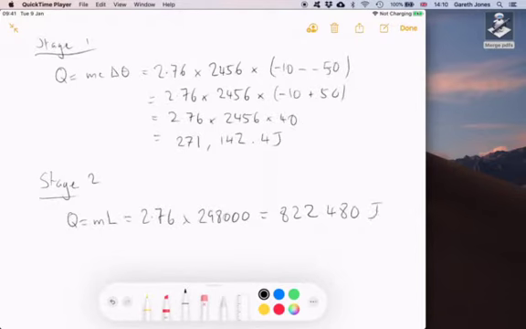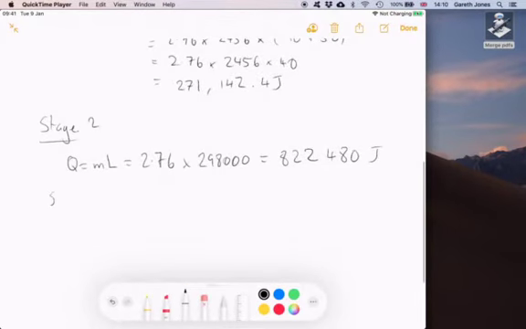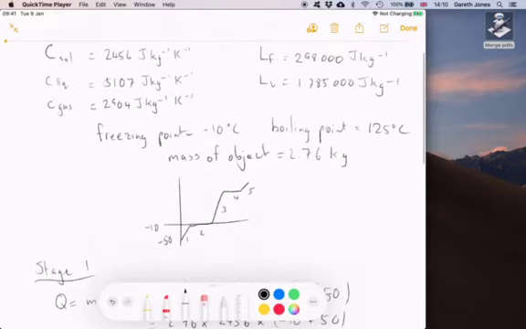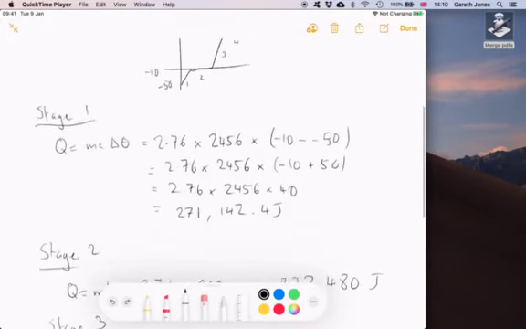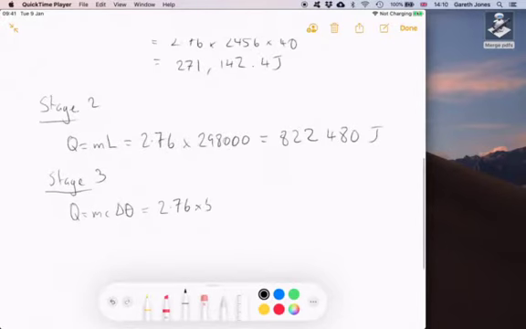480 joules. Okay, now stage 3 is the section from when we heat the liquid all the way up to the point where it's going to boil. So we need this formula again, so 2.76 times the specific heat capacity from when it's a liquid, which is that number there, 5107, and the change in temperature.